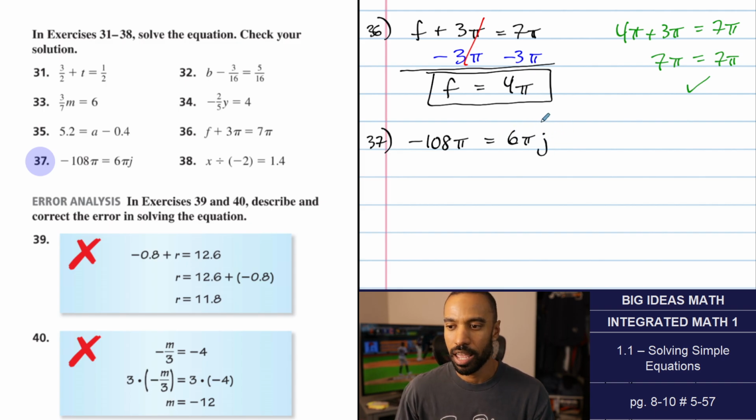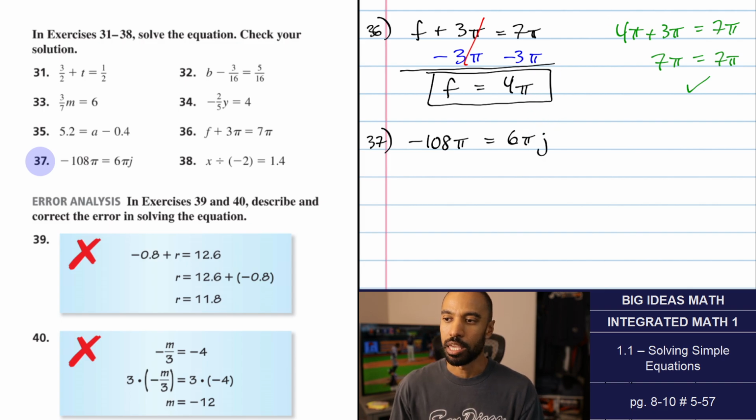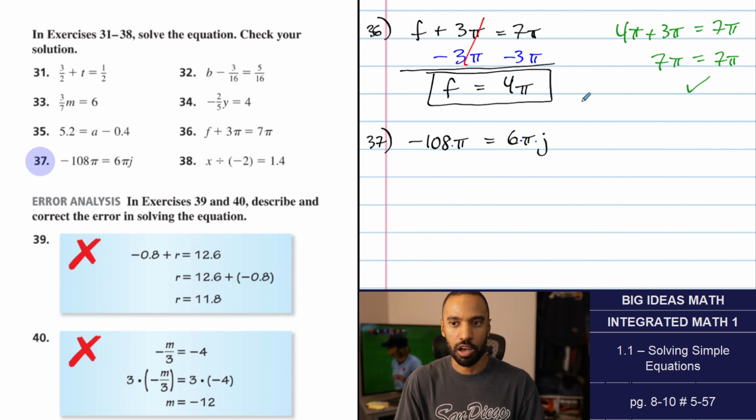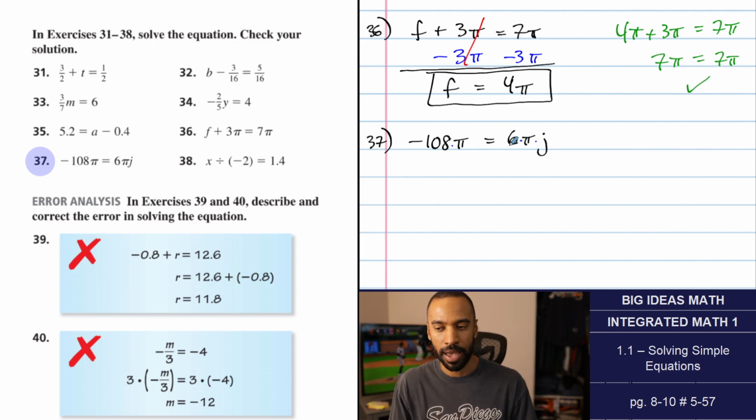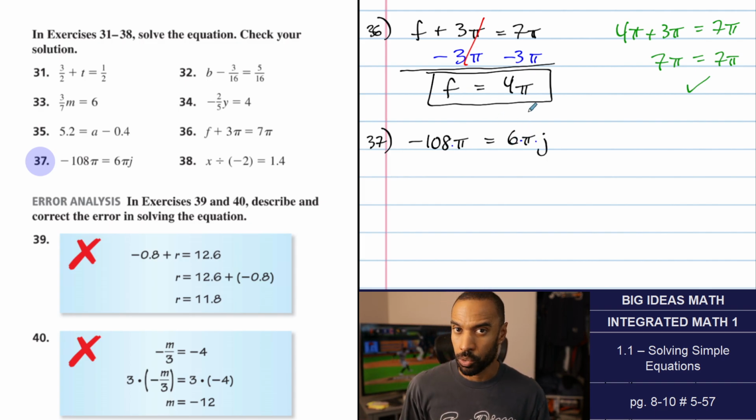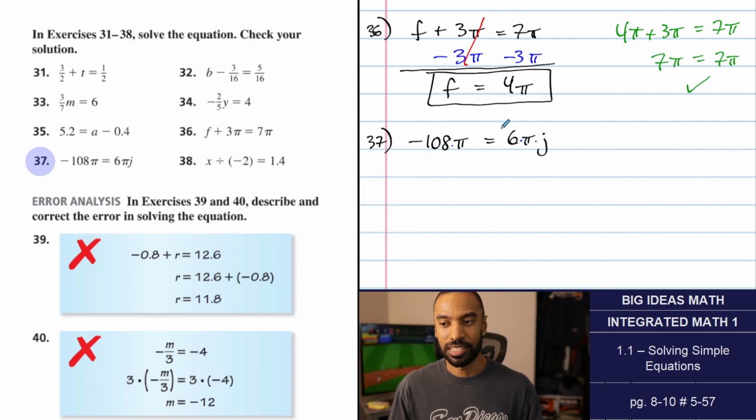Now, negative 108 pi equals 6 pi j. Keep in mind, everything here that you're seeing is multiplication. This is negative 108 times pi. This is 6 times pi times j. Now, j is the variable to solve for. It doesn't matter how many things are multiplying by it. All of them get to go. You can think of it as just, but it's 6 pi as a whole thing.